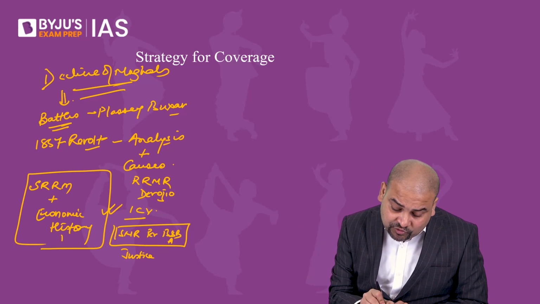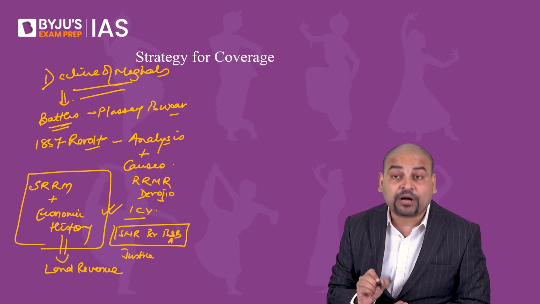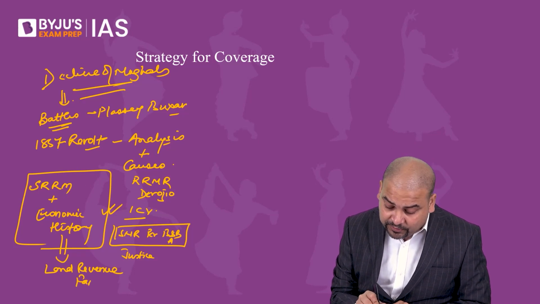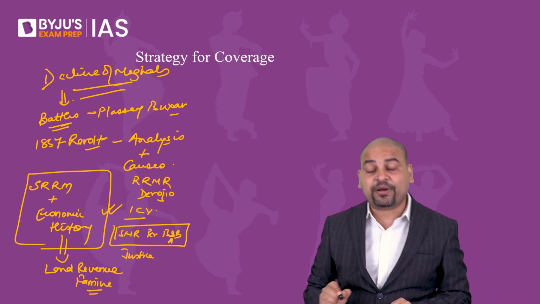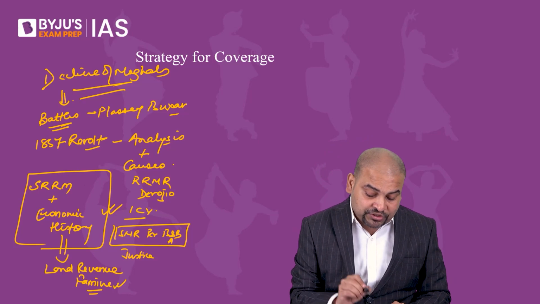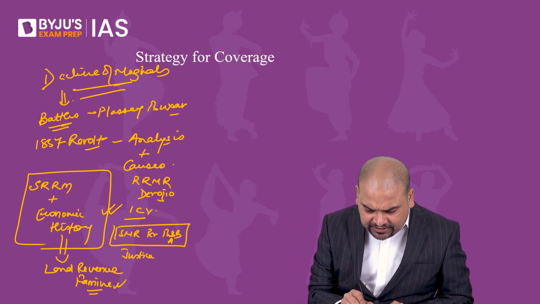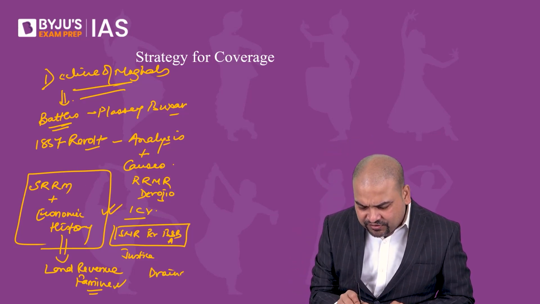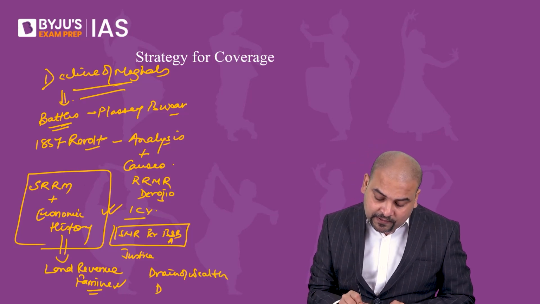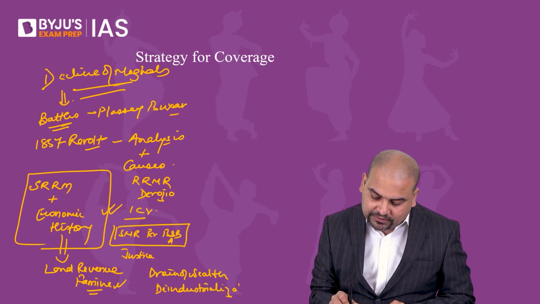Similarly, when it comes to economic history, there can be questions on land revenue. They have not asked a single question on famine till date. They can always ask questions from this area. Other areas like drain of wealth, deindustrialization and all that, invariably you would have studied earlier for prelims, and you would have enough knowledge about that at this moment.